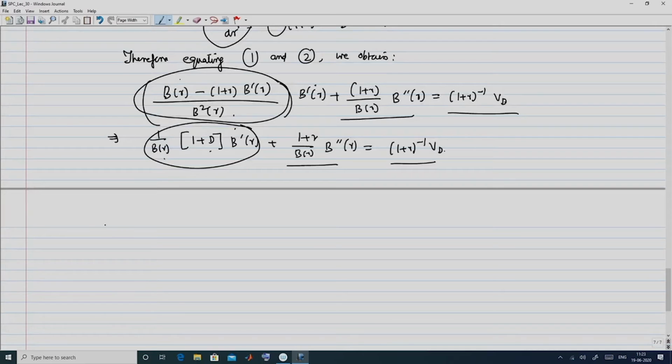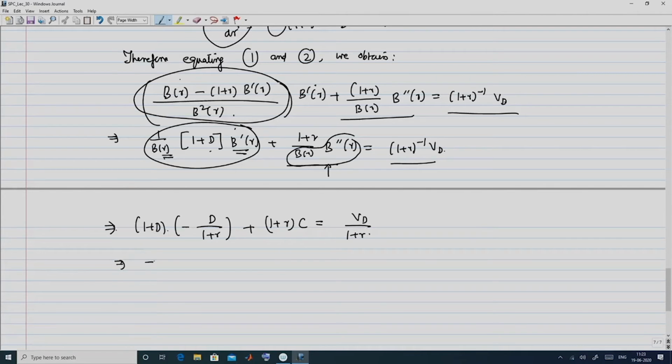Alright. So, now observe very carefully. I have this 1 plus D term, and then I have B prime of r over B of r, which is nothing but minus D over 1 plus r, and here I have B double prime of r over B of r, so this is going to be 1 over 1 plus r, and this term here is going to be C, and this is going to be equal to VD over 1 plus r.